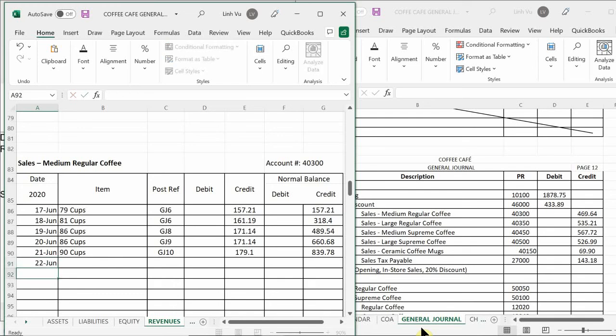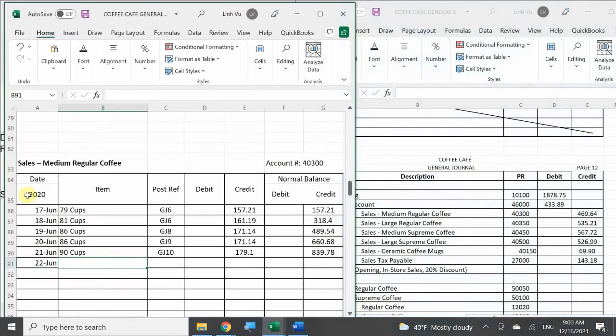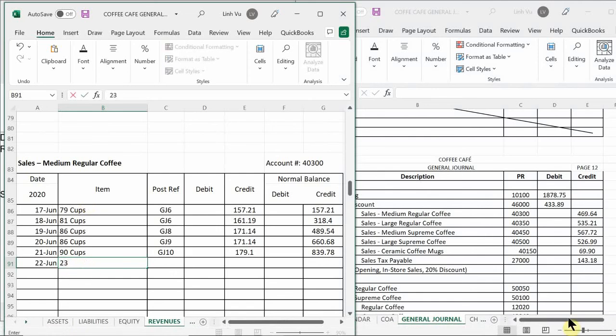Oh, whoops. How many coffee cups did I sell for the medium regular coffee? 236 cups. Yeah, because it's a weekend, right? Everyone would most likely come out over the weekend. For how much? 469.64. Okay. Grand total? 1309.42. Good.